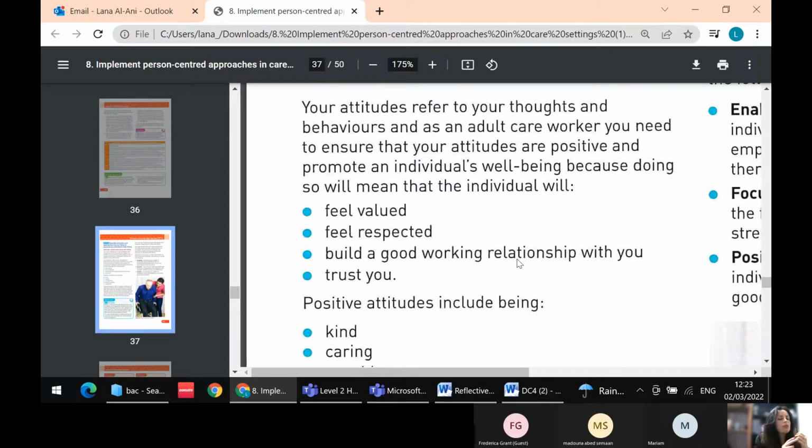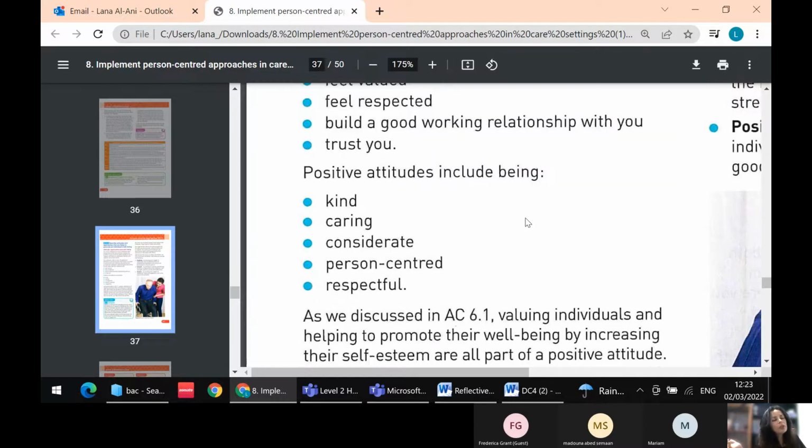Also you will feel valued, you will feel respected, build a good working relationship with others, and you will feel trusted. This will give you a positive attitude, which means being kind to people, caring, and very considerate to their needs. You will also follow a person-centered approach and be very respectful to others.